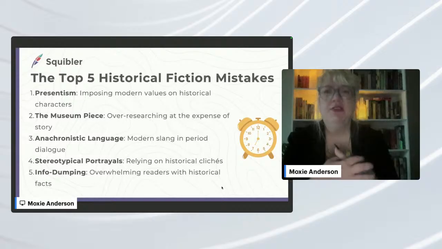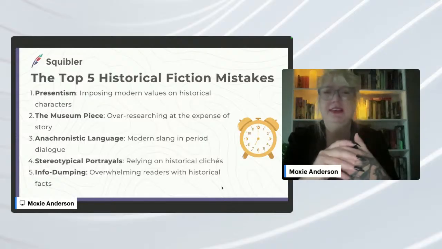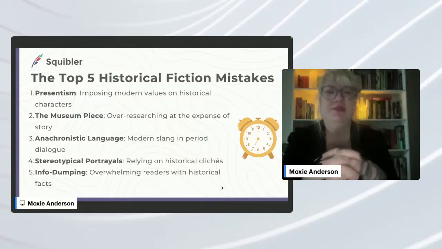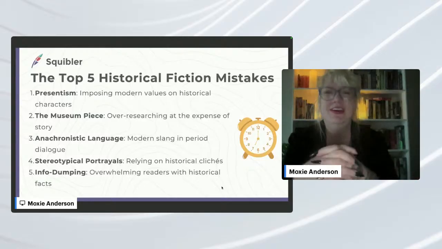Be careful with anachronistic language. You don't want to use modern slang in period dialogue. That may lose your reader. And, this is the opposite, you don't want to use stereotypical portrayals where you're relying on historical cliches. And I've seen writers do this with language as well. They'll have a place set in medieval English called Ye Old So-and-so, Ye Old White Pony or something like that. Try to avoid those historical cliches.